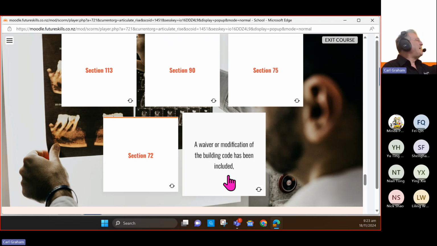When I came to Auckland, Future Skills, and started teaching, this is 2020, I started teaching about waterproofing. And it's E3, what happens when you do a waterproofing inspection. I have waived the inspection. And then Peter and Patrick jump on top of me and go, you can't use that word waive. I said, why? Because you haven't waived a building code.